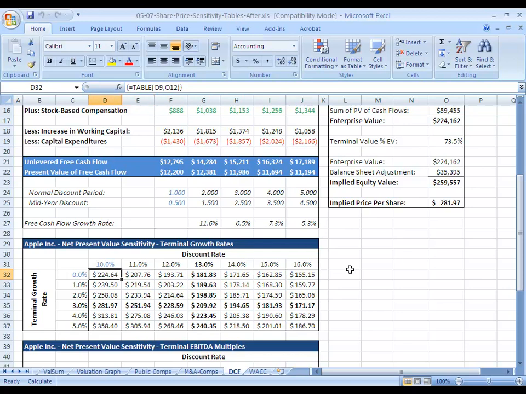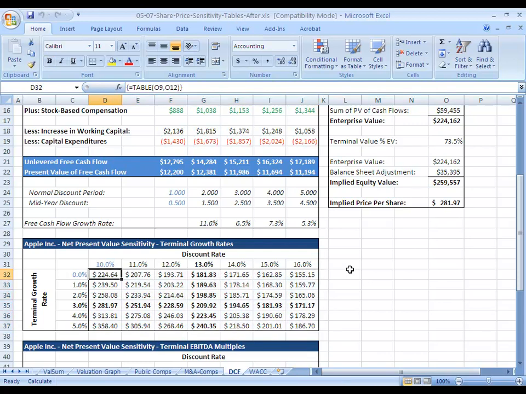Now one thing we want to also do here is check our math and make sure that intuitively it's going in the right direction. We expect that as the discount rate increases, our value should decrease because we're discounting it more, and that is indeed what happens here. We also expect that as the terminal growth rate increases, our value should increase because the company is going to be growing more into the future, and that's exactly what happens here.